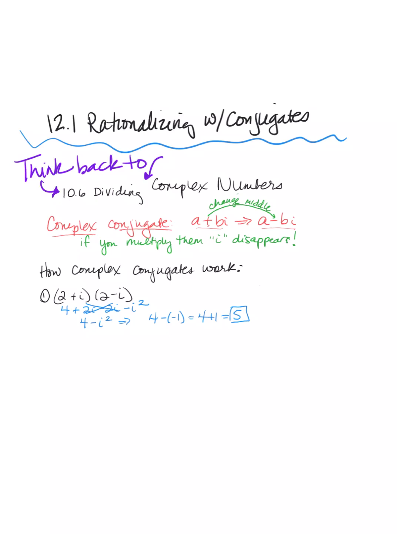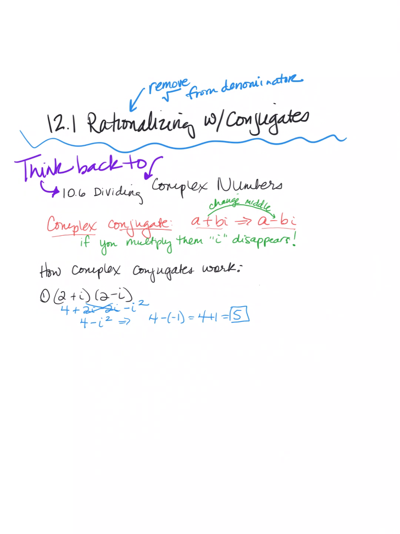All right, in 12.1, we're going to talk about rationalizing with conjugates. Now, rationalizing is what we do to remove radicals from the denominator. Now, what's different today is that our denominators are not just going to be one radical, but they're going to be binomials, two terms with radicals.